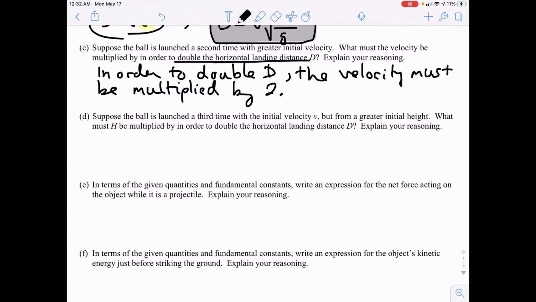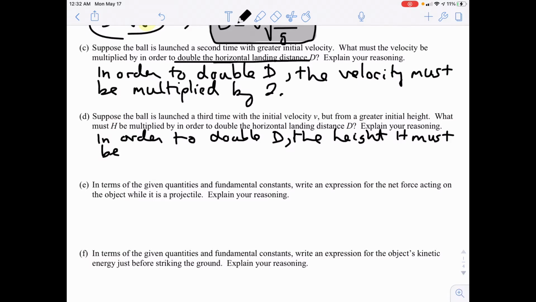Part D. Suppose the ball is launched a third time with the initial velocity v, but from a greater height. What must the height be multiplied by in order to double the horizontal distance? Well, in this case, in order to double the distance d, the height h must be 4 times greater. Let's take a look and see why.